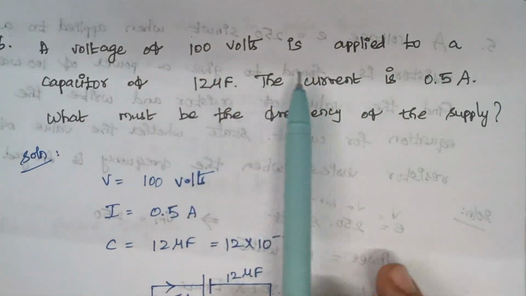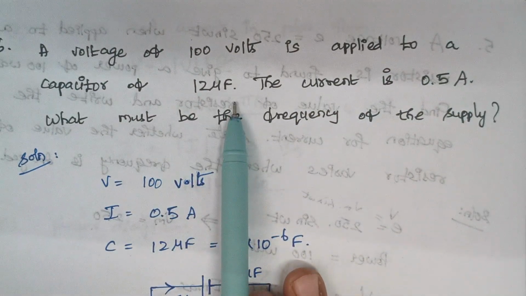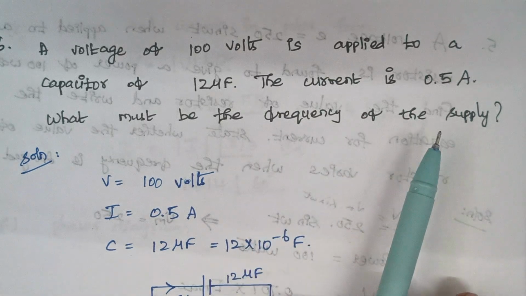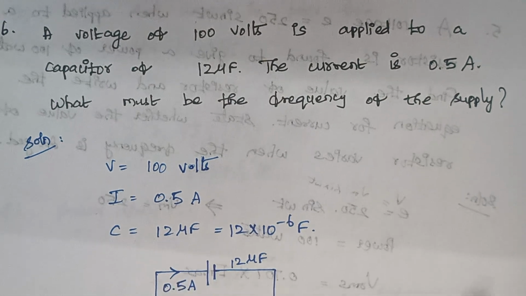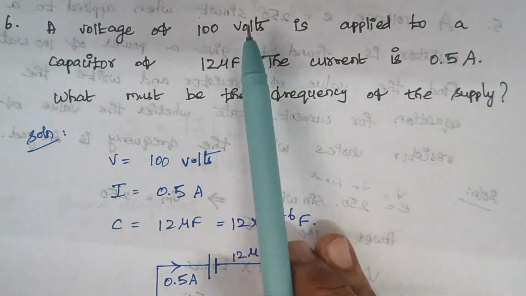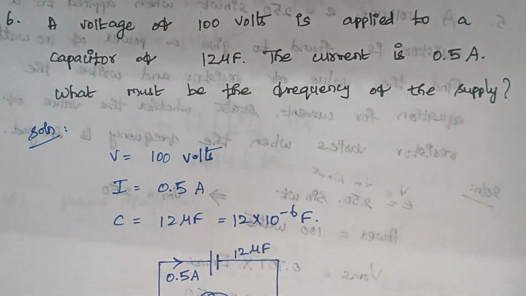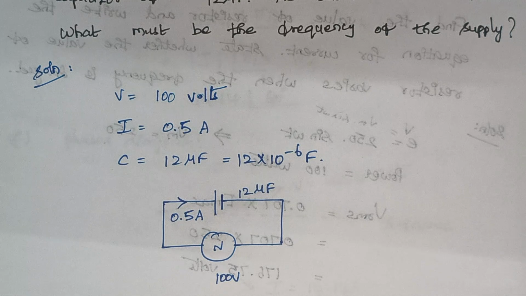A voltage of 100 volts is applied to a capacitor of 12 microfarad. The current is 0.5 amps. What must be the frequency of the supply? So here we need to calculate the frequency. The circuit has a voltage source and a capacitor, and the current is 0.5 amps. So this is our circuit diagram. Now we need to calculate the frequency f.